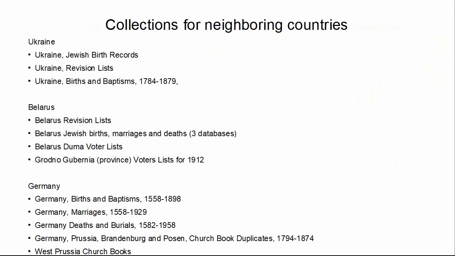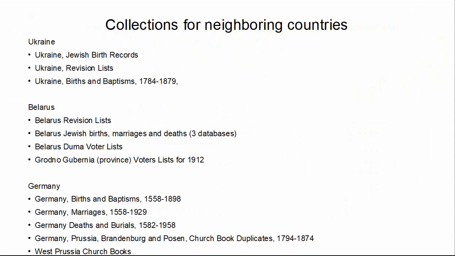And two remaining are Belarus Duma voters list from the first decade of the 20th century from Minsk region. Duma was the Russian parliament. The database contains some Jewish and some Polish entries. And the last database is Grodno Gubernia, so province voters list for 1912. And it contains also the Białystok area, that's in current North Poland. The list includes both Jewish and not Jewish.